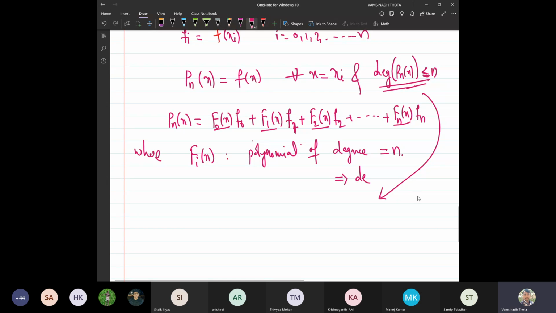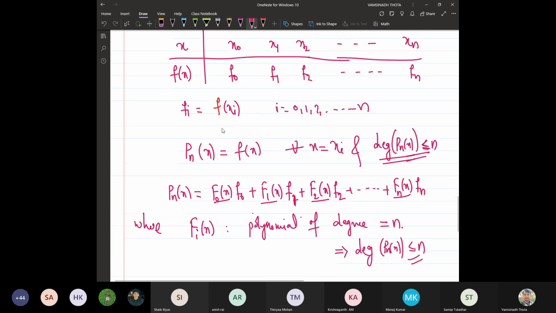Yeah. So here the degree of the polynomial Pn of x is less than or equal to n. So this condition is satisfied. Now, what about the one more condition? What is the other condition? This is Pn at xi should be equal to f at xi.